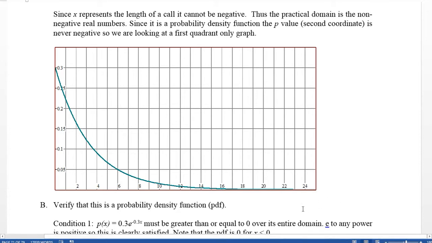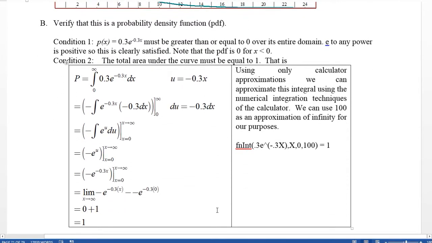Okay, now how do we verify that this really is a probability density function? The first condition is that the probability must be greater than or equal to 0 over its entire domain. Remember, e to any power is positive, so that part is easy. That's positive, and 0.3 is positive, so it's clearly satisfied. And the PDF is just 0 for x less than 0, so we can ignore that part. Also, the total area under the curve must be equal to 1. That is, the integral from minus infinity to 0 is just 0. So the integral from 0 to infinity of this function must be 1.